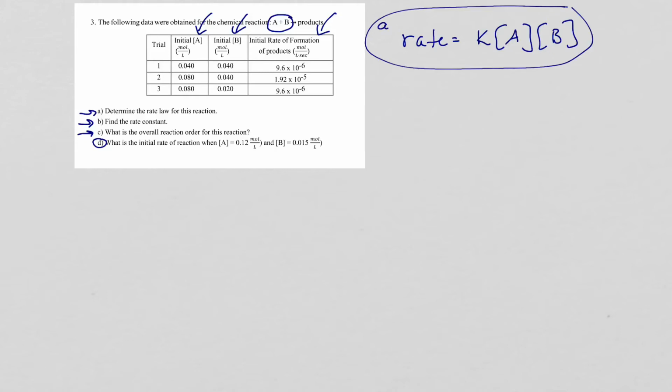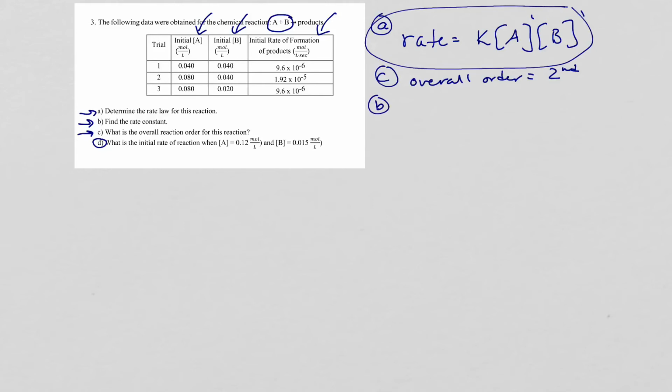All right, so that's part A. Part C, the overall order, is the second order because the 1 plus the 1 is 2. That's the overall impact of the reactant concentrations on the rate of the reaction.